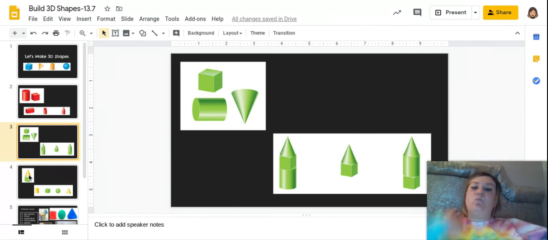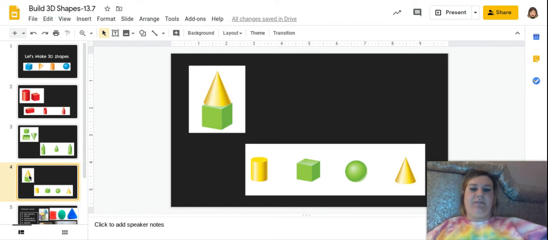Let's practice one more example. Now this is going to be a little bit different. Here is what I built. Can you tell which shapes I used to build this? What do you see on bottom? What do you see on top?